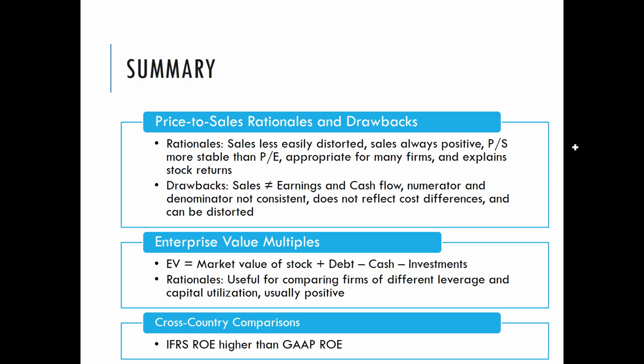And then finally, we talked about cross-country comparisons, in the sense that, generally speaking, there might be differences between IFRS and US GAAP companies, because IFRS tends to report higher net income on average and lower book values, which generally both lead to a higher return on equity. Do we have any questions?